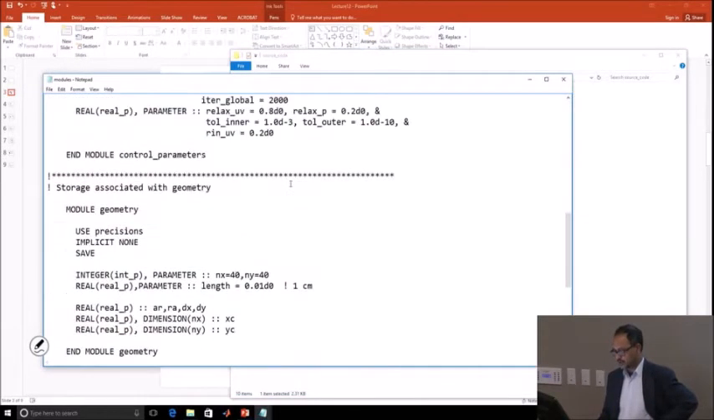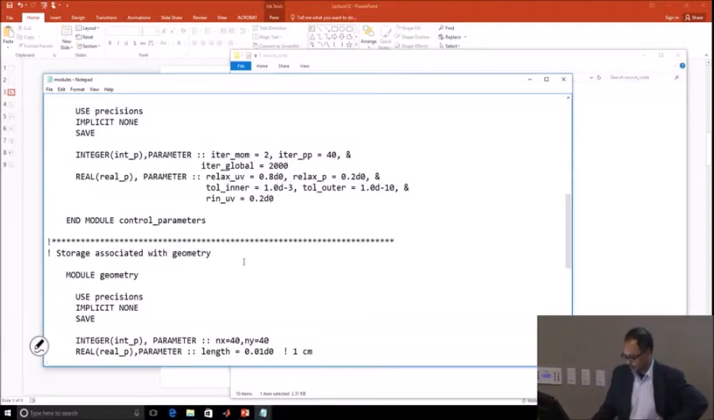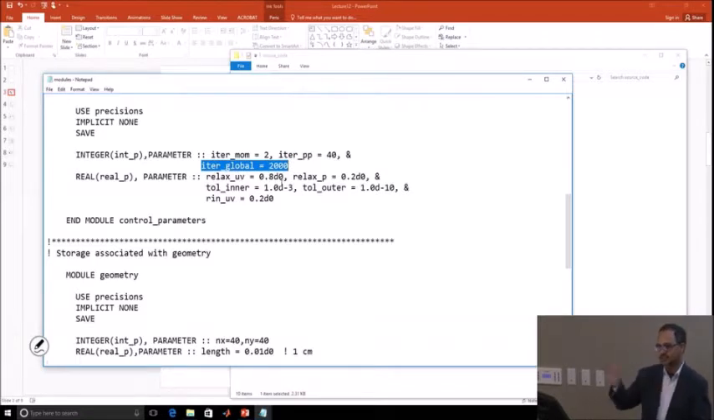So let me just go over this before I go over the main code. This is a program which specifies all the parameters I need in the code. So for example, I'm saying for the momentum equations, I'm going to do 2 sweeps of ADI, okay? Pressure correction, I'm going to do 40 sweeps, okay? Total number of iterations, I'm setting a maximum limit of 2000. So basically I'm saying if it exceeds 2000, then just stop anyway, so that it doesn't go into an infinite loop.